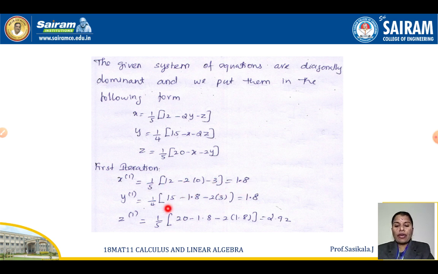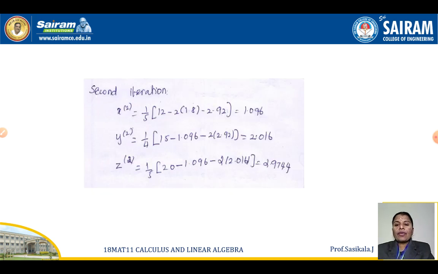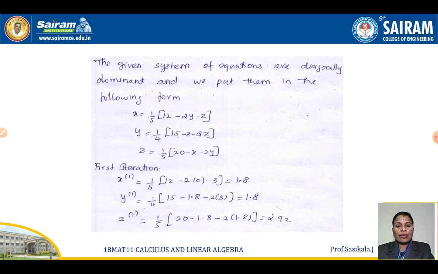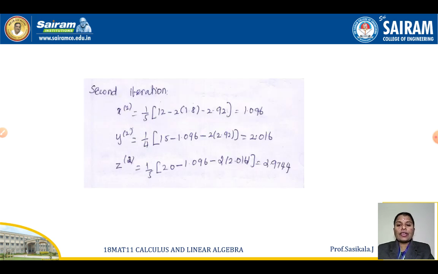So what is your y1? Substitute your z value and x1, which you got as the recent value. So y1 I got as 1.8. And what is your z1? For z1 you should replace the recent values x1 and y1, and I get 2.92. Now you can go for the second iteration by using your first iteration's values, and do x2 by substituting.